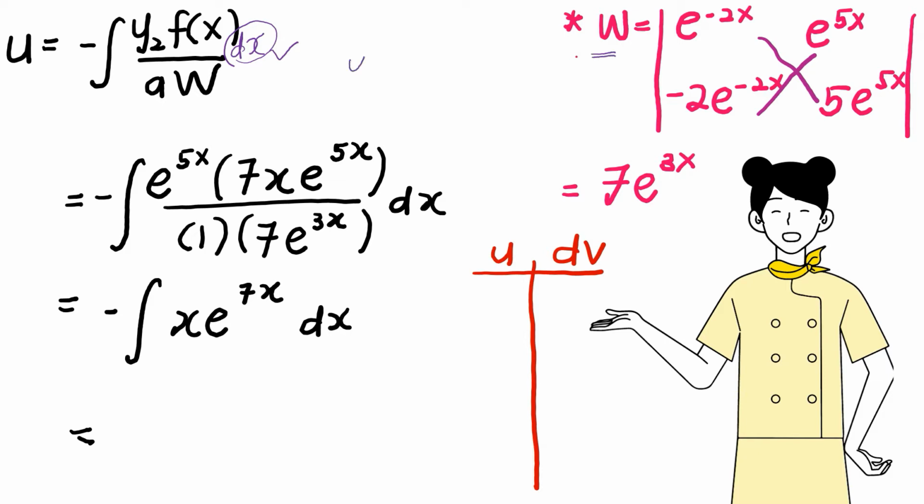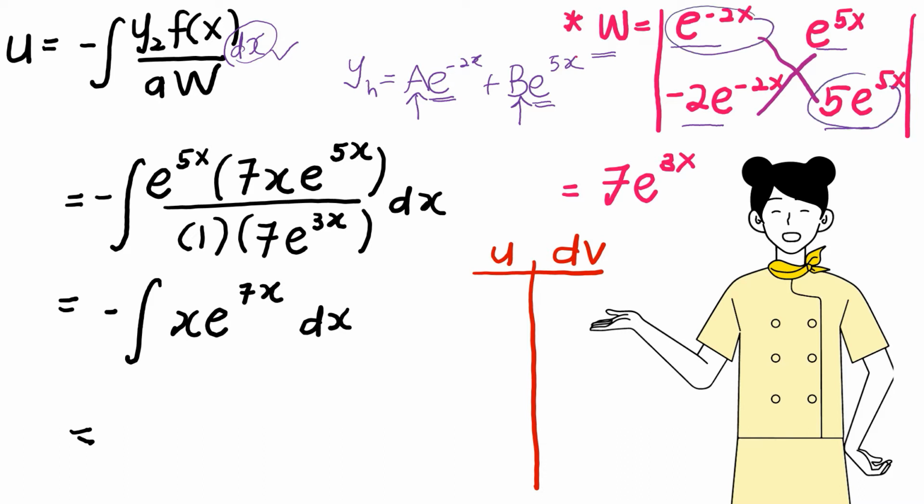The solution just now is yh equals A e^(-2x) plus B e^(5x), right? So next to your A is your y1, next to your B is your y2. We plug in here y1 and y2 and their derivatives, and then this one times this one, we have 5e^(3x), minus minus becomes plus 2e^(3x), then we have 7e^(3x).